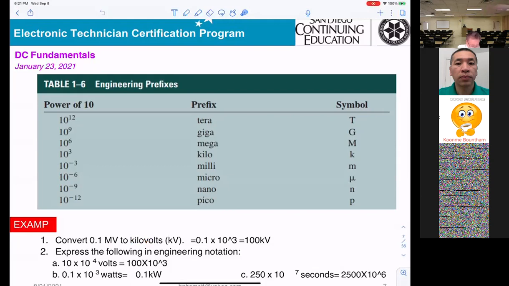Let's see. How do we convert it? 0.1 mega, and you want to change to kilo. Then you multiply by power of 3, so you get 100 kilovolt. And also, they want it expressed in engineering notation. Is this A or B or C? We've already given you the answer. You have to exercise.